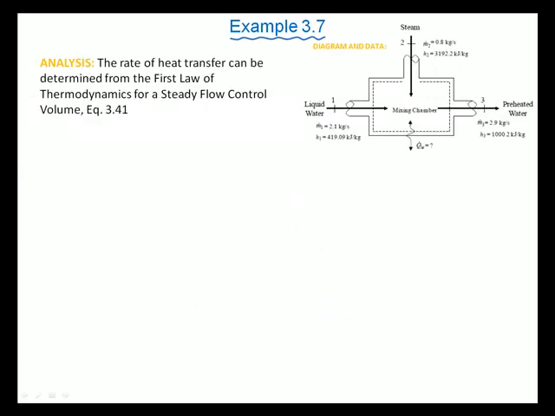I threw the diagram and data up there in the top right so we can refer back to it as necessary. But if I want to find the rate of heat transfer, that can be determined from the first law of thermo for steady flow in a control volume using equation 3.41, which we just derived. All right, so go with what you know. We're going to start off with that governing equation, and we just derived it. And let's take a look at our assumptions.